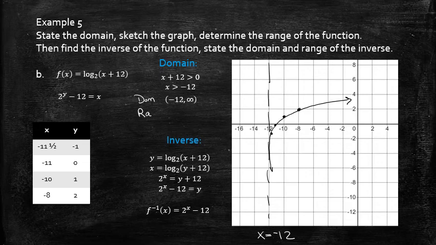The range, again, is all real numbers. So now we have the domain and range for our inverse function. The domain is all real numbers, and the range will be -12 to infinity.